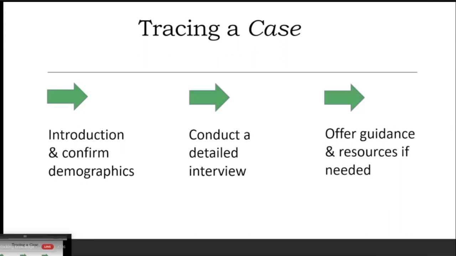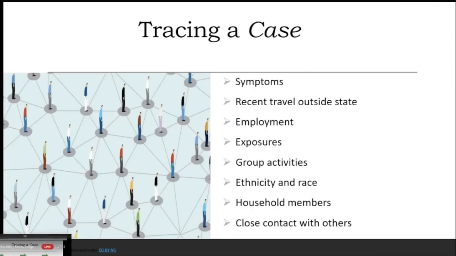Tracing a case. Let's take a look at the workflow of tracing a case. So first we introduce ourselves and we confirm their demographics. We then conduct our detailed interview. And finally, we offer guidance and resources when needed.